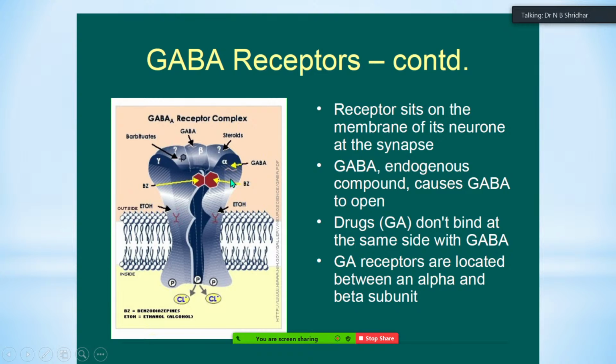Whatever may be the drug, ultimately the chloride ion channel is going to open, and it is going to induce anesthesia. The benzodiazepines and the ethanol act on different sites. The barbiturates act on a particular site very near to the alpha, beta and gamma subtypes of the receptors.